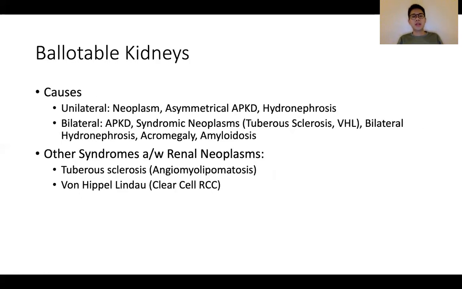So for ballotable kidneys, these are the causes of unilateral and bilateral ballotable kidneys. And there are also other associated conditions that can cause multiple renal neoplasms. Of note, tuberous sclerosis causes angiomyolipomatosis, and von Hippel-Lindau causes clear cell RCCs that can sometimes be bilateral as well.